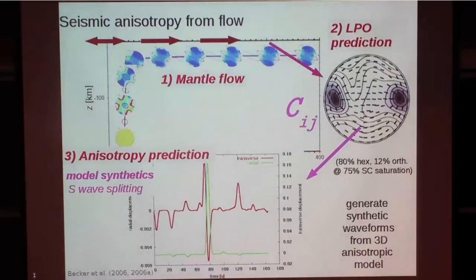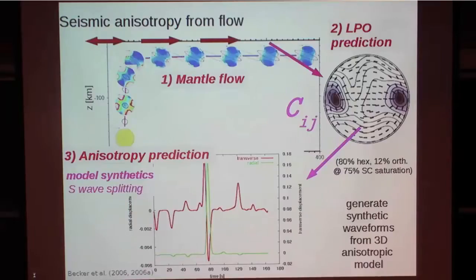Here we're using the D-Rex approach by Kaminski and others, to take mantle flow and then track virtual rocks and predict the full elastic tensor based on mineral physics models, and then do something with it. For example, compute synthetic seismograms, or look at the overall character of heterogeneity. What these models would indicate is that about 80% are hexagonal character, 12% are orthorhombic, and typically we have about 75% of single crystal saturation, just something that came up earlier this week.